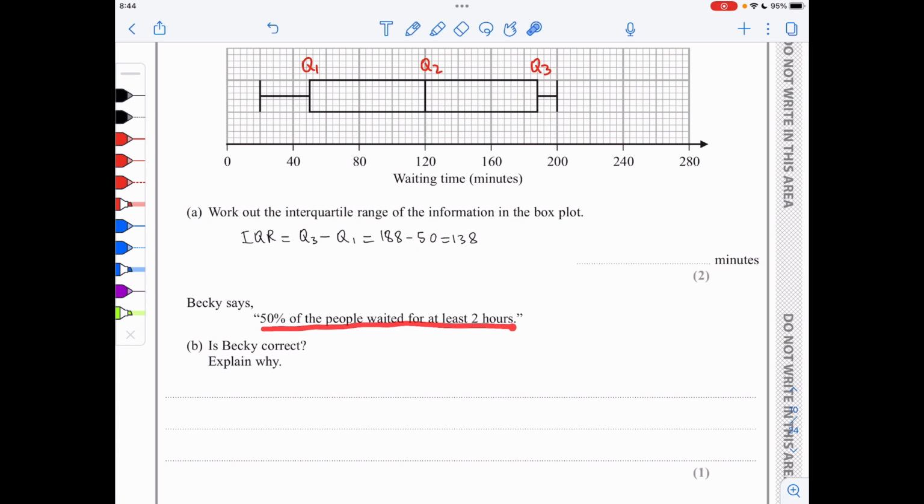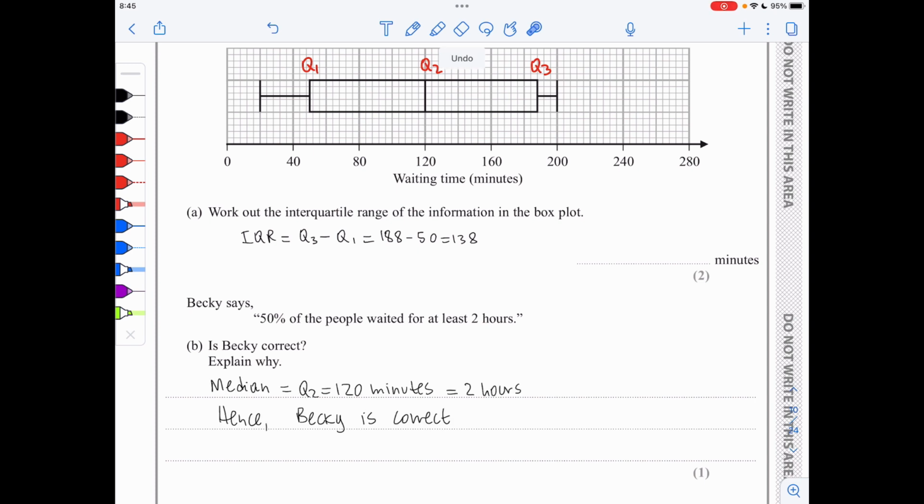In B, we are told that Becky says 50% of the people waited for at least 2 hours, and we need to explain whether Becky is correct. Well, the 2 hours, the 120 minutes is exactly the median, so she is right because 50% of the people waited for more than 2 hours and 50% for less than 2 hours. So we can simply say that since the median is 2 hours, then Becky is correct.